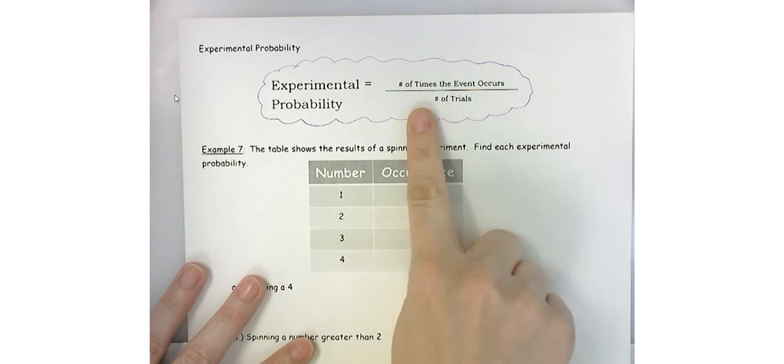All right. For example 7, the table shows the result of a spinner experiment. Find each experimental probability. Okay, so I'm going to just draw a spinner for fun here. So this spinner, it says number 1, 2, 3, 4. So this spinner had numbers on it.